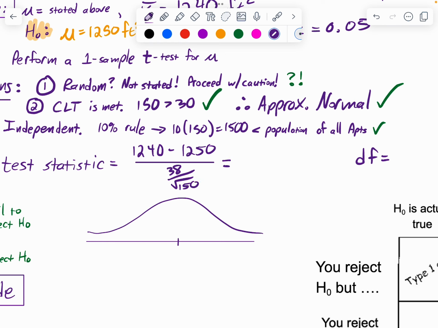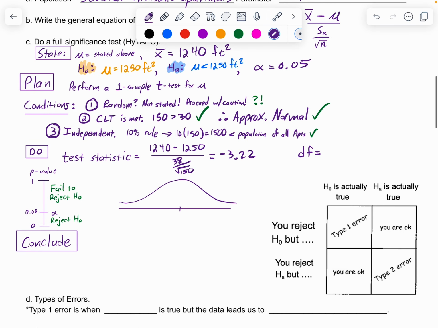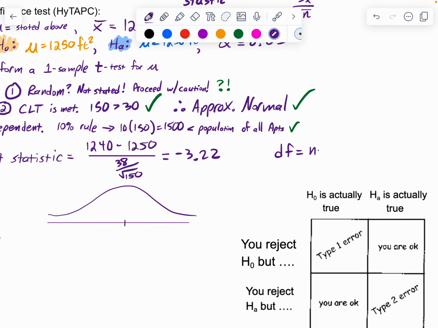And that'll be my test statistic. Take a minute on your calculator and do that, and you should be getting negative 3.22. Okay. Degrees of freedom is n minus 1, so 43 minus 1 is 42.